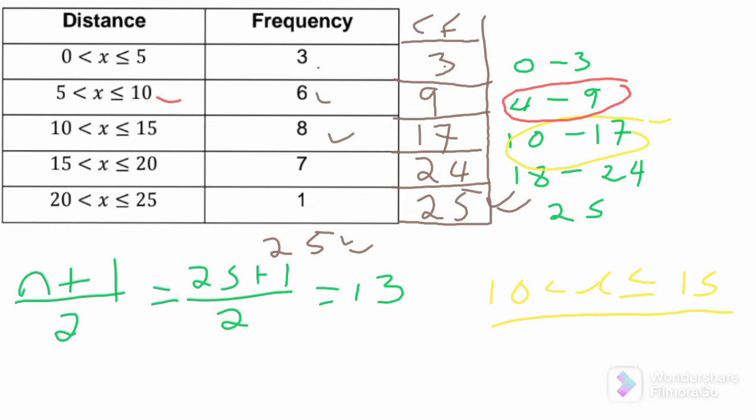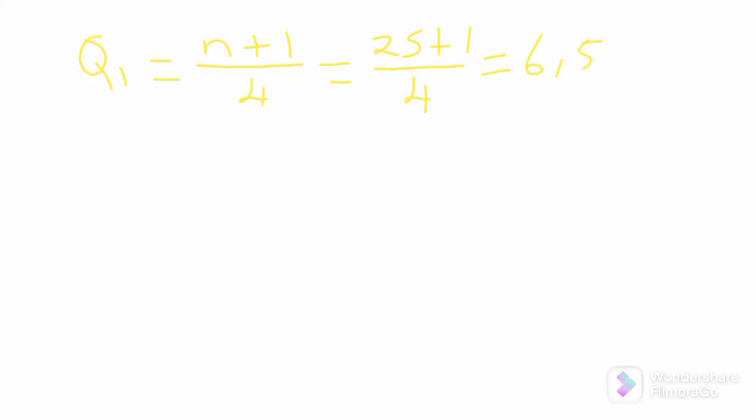That is our lower quartile. So let me go back and write it. It's 5 to 10. So our answer is 5 < x ≤ 10. That is our answer for the lower quartile. Now we find the upper quartile and then we're done.